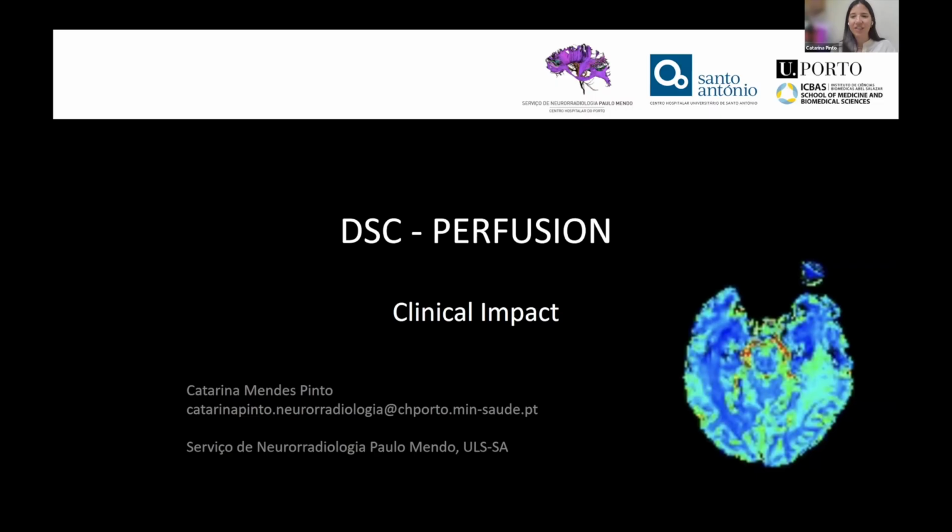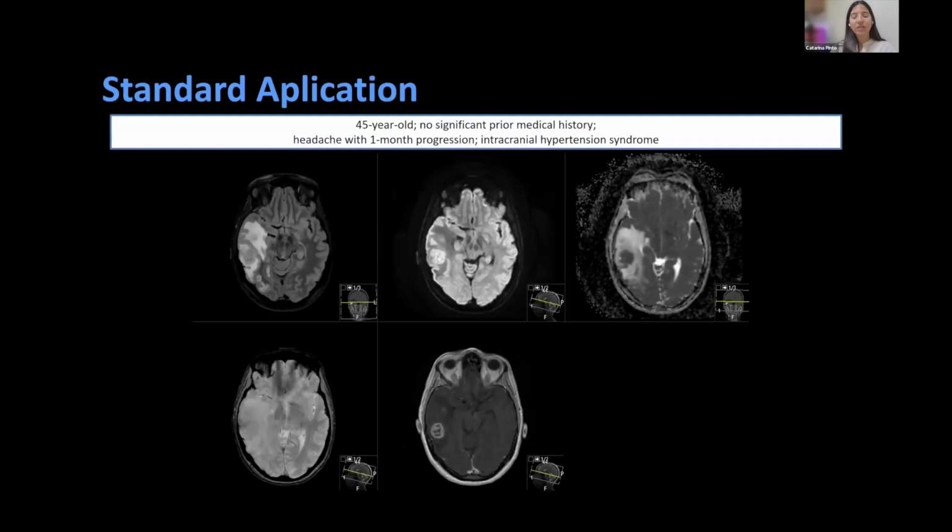So I will talk a little bit about the clinical application of perfusion, mainly the DSC. In this image, you can see a color map of the perfusion. And actually, in our clinical practice, we just use the CBV. The CBF is also useful, but not in glioma imaging. So I will focus mainly on the CBV. I have nothing to disclose, and I will center my presentation on clinical cases.